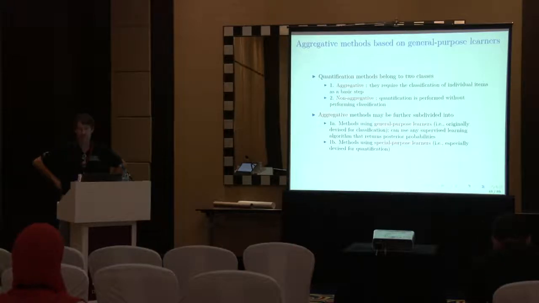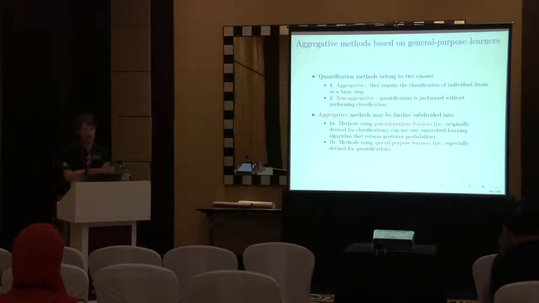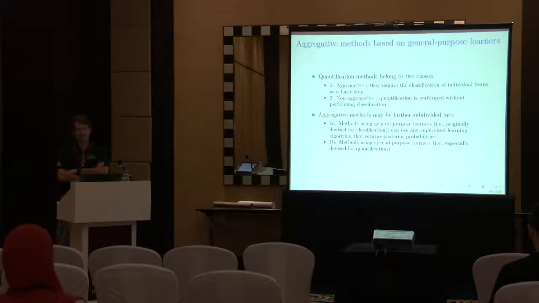So we have started looking at methods for doing quantification, and we have said that there are two main classes of such methods. One is the aggregative, and the second is the non-aggregative methods. For the aggregative methods, you should think of a method that, first of all, as an intermediate step, would classify each individual item. And as a second step, it should take the class estimates that this method returns and adjust them in some way. The non-aggregative methods, instead, don't have such an intermediate step.